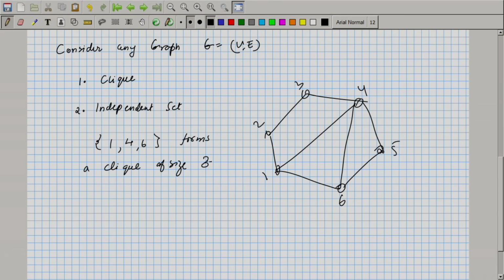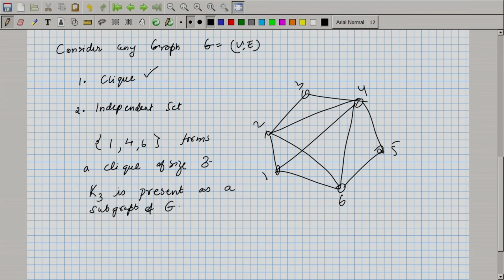Okay. You can simply say that K3 is present. K3 is a complete graph on 3 vertices, so we can say K3 is present as a subgraph of G. If we had, let us say, 2 connected to 4 and 2 connected to 6, then 1, 2, 4, 6 forms a clique of size 4. So, that is the definition of what a clique is.